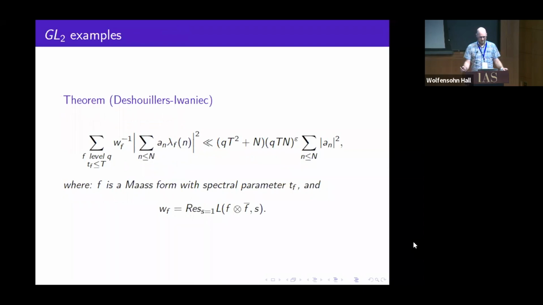Passing on to GL2, there's a theorem of Deshouillers and Iwaniec from around 1978, 79, where they proved a GL2 version of a spectral large sieve inequality. This is a case where they have Maass forms of a given level Q, and you can vary the spectral parameter in some range. Here, QT squared is the number of elements in the family, that's Weyl's law, plus the N. I don't think this is very important for this talk, but there's a weight here that it's natural to put in. That's the reciprocal of the residue of the Rankin-Selberg L-function.